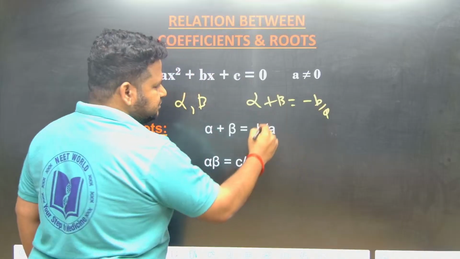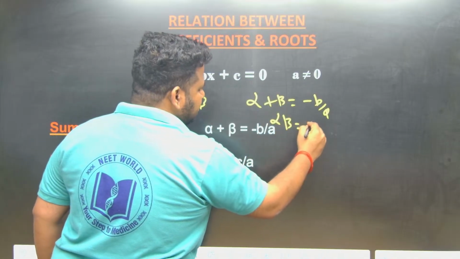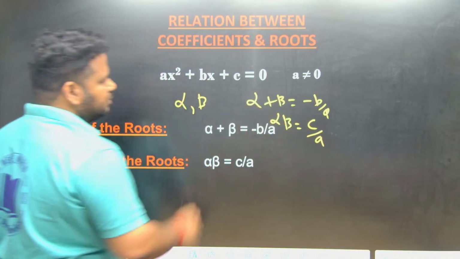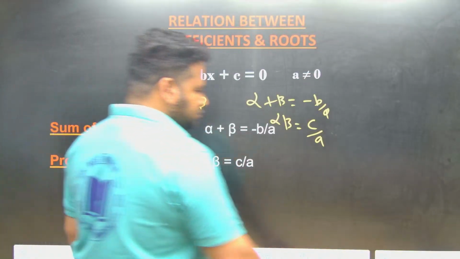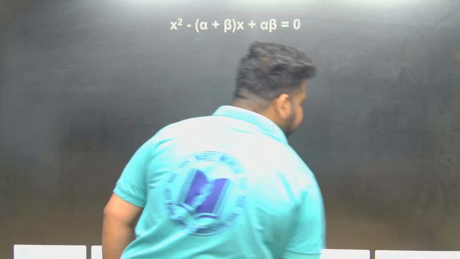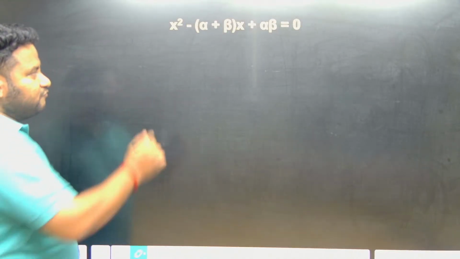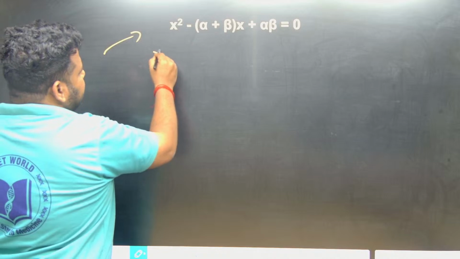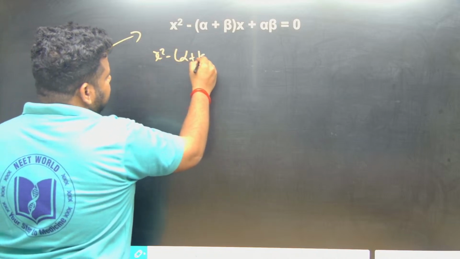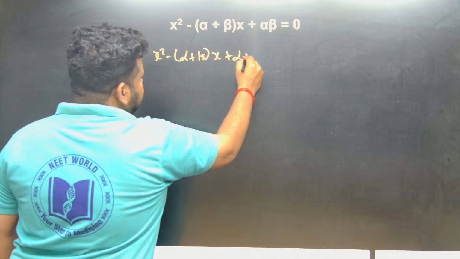And the product of the roots, alpha beta, is equal to c by a. Sometimes they will only give the roots and ask you to find the quadratic equation. That is of the form x square minus (alpha plus beta) into x plus alpha beta is equal to 0.